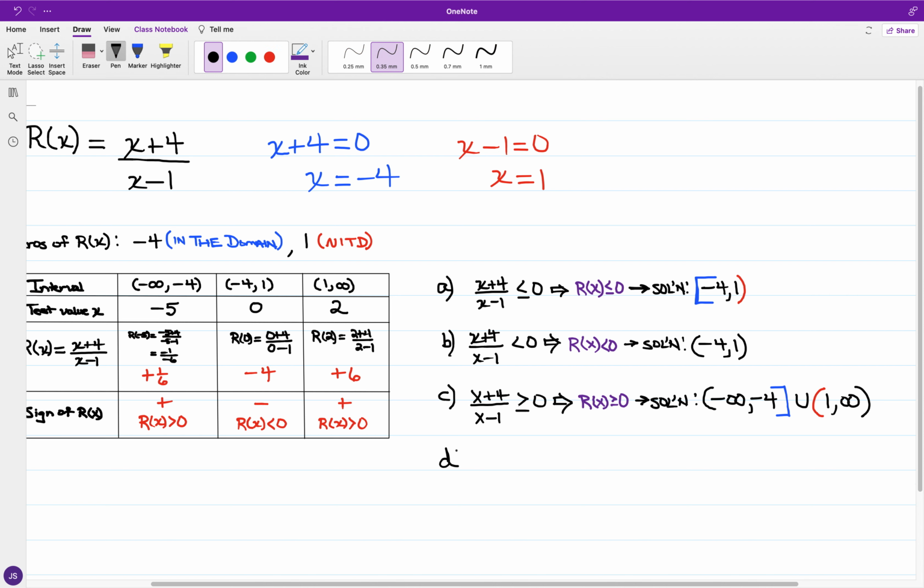And then we have our remaining situation, where x plus 4 over x minus 1 is greater than 0. A lot of repetition from part C, except we don't have the equal sign involved. So you have r of x is greater than 0.